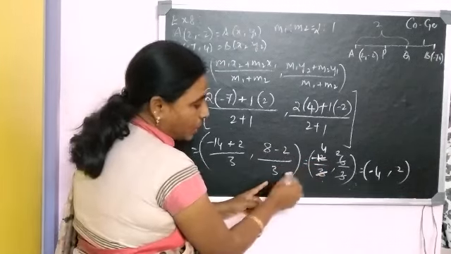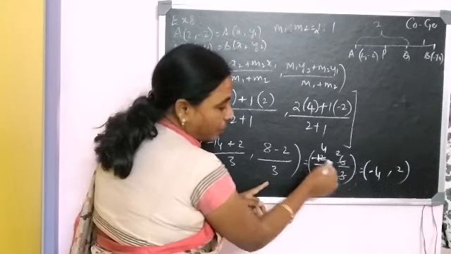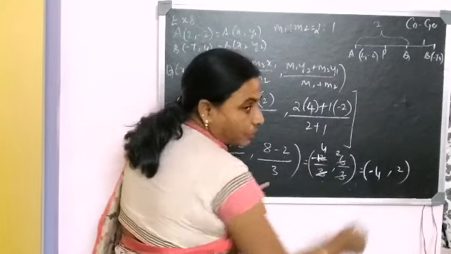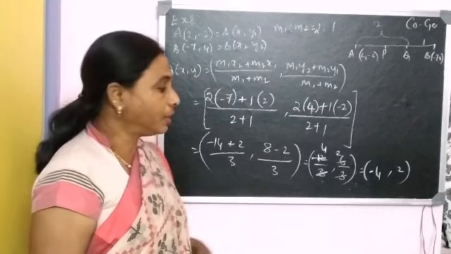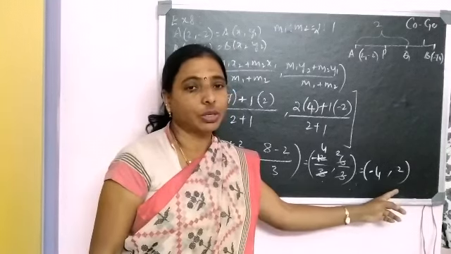8 minus 2 is 6. 6 by 3. Cancel them. 3 1s are 3, 3 4s are 12. Therefore -4. 3 1s are 3, 3 2s are 6. Therefore the answer here is -4, 2.